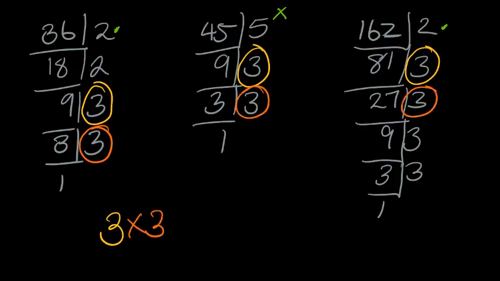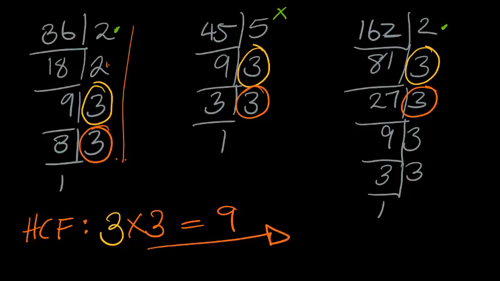So for my highest common factor, these don't count. And since I'm done with this number, I'm done with everything, because if it's not in here, then it doesn't count. So 3 times 3 equals 9. My highest common factor is 9.